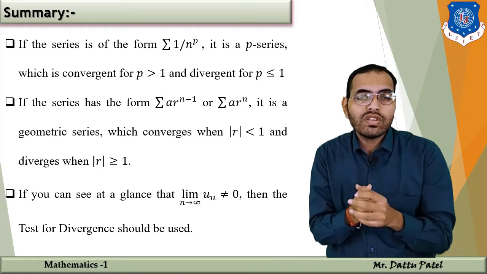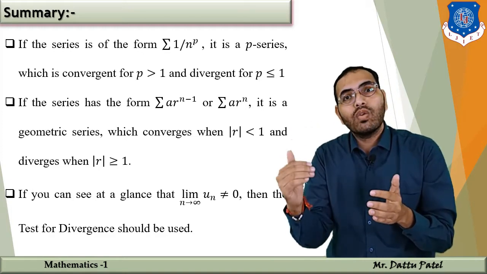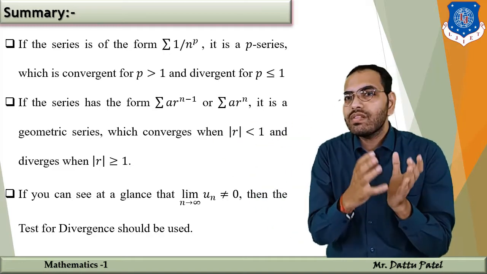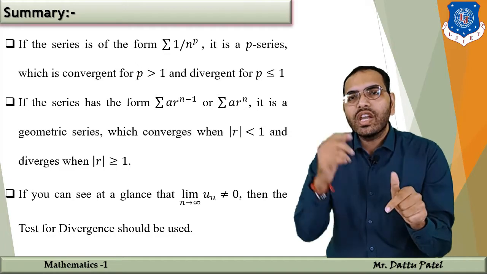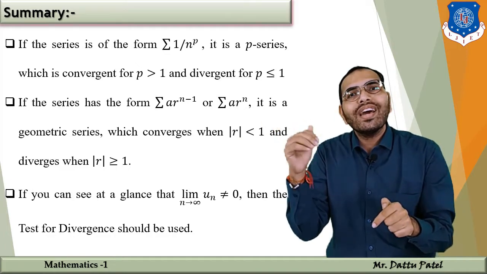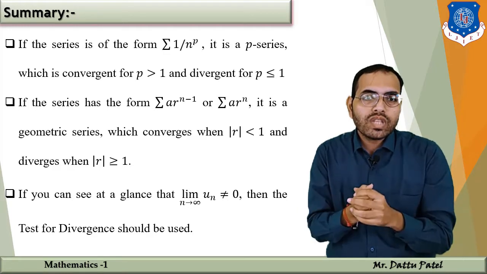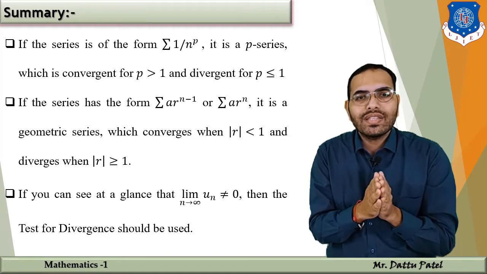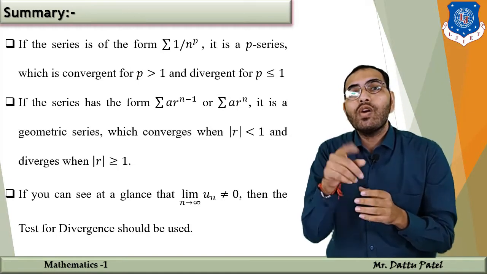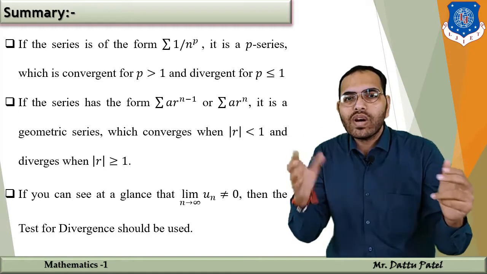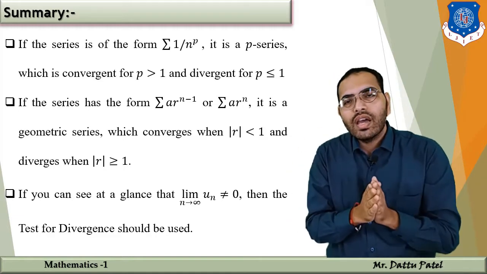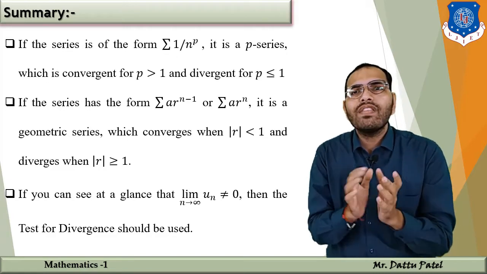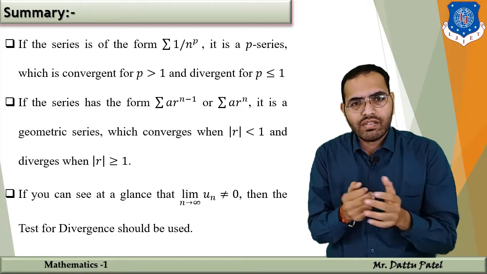Secondly, suppose we have the question 1 plus 1 by 3 plus (1 by 3) whole square plus (1 by 3) whole cube and so on, which is a geometric series, meaning the series is in the form of summation a r raised to n minus 1 or a r raised to n, where a is not equal to 0. For such examples we can apply the geometric series test. If the value of r lies between minus 1 and 1, then it is convergent. Otherwise, if mod r is greater than or equal to 1, then we can say that the given series is divergent.